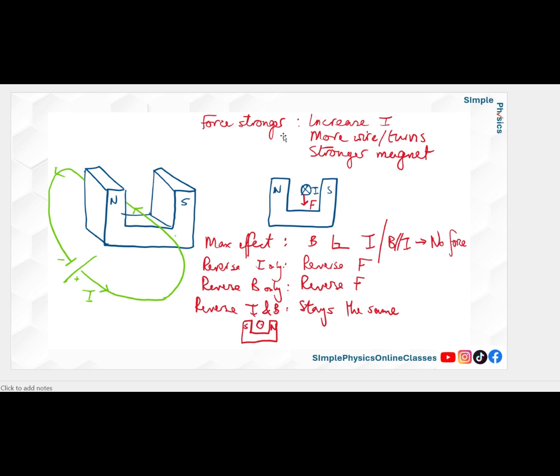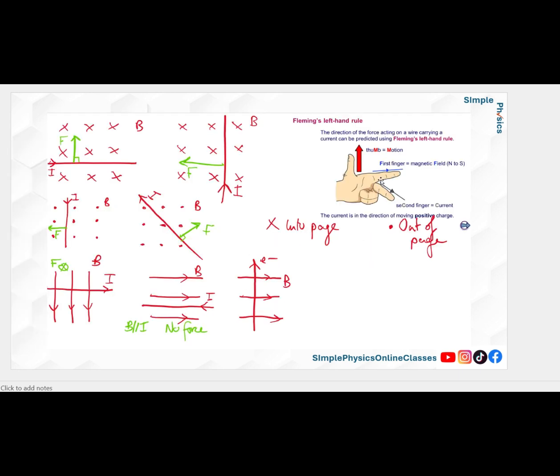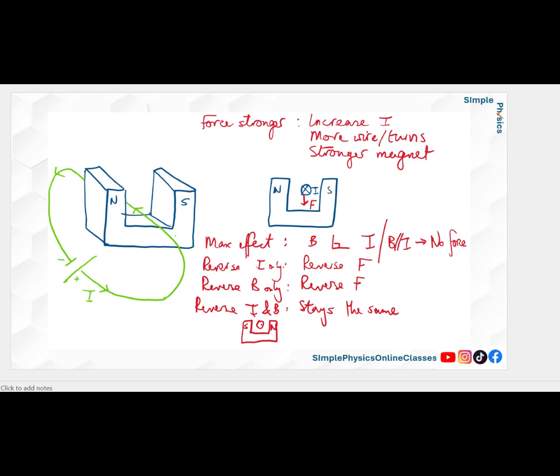So how do you make the force stronger? Larger current, more wire or turns, so turn it into a coil, and a stronger magnet. You get the maximum effect if you think about your Fleming's left-hand rule. I'll just show you now. Maximum effect when the fingers and the thumb are at right angles. If they are not at right angles and you mimic a little gun, like when you play cowboys and Indians, if they're parallel, then you get no force.